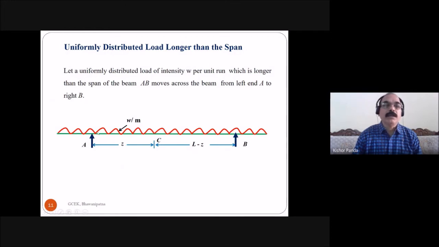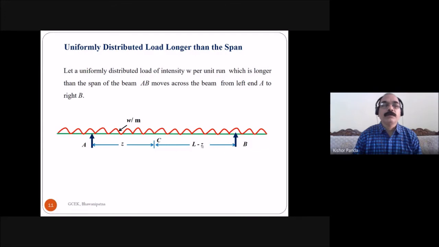So when the UDL is moving across a beam and the length of the UDL is longer than the span length, the span of the beam AB is L, and when the UDL is longer than the span of the beam, this is the UDL. You see, this is the UDL. So the UDL length is longer than the span length AB.